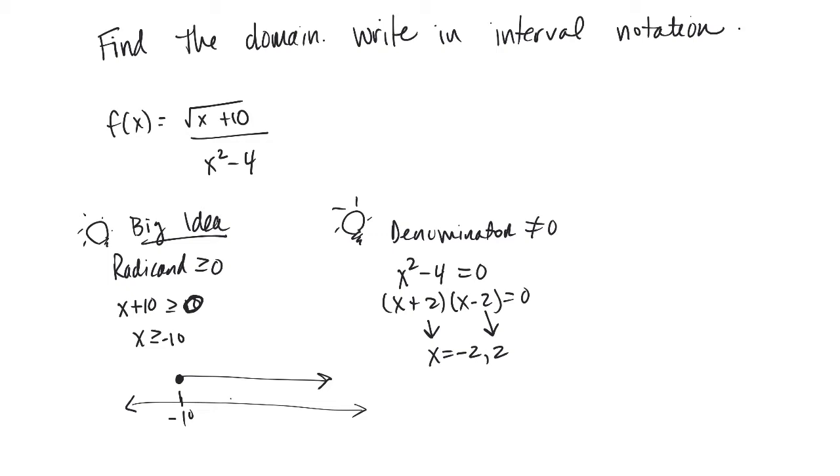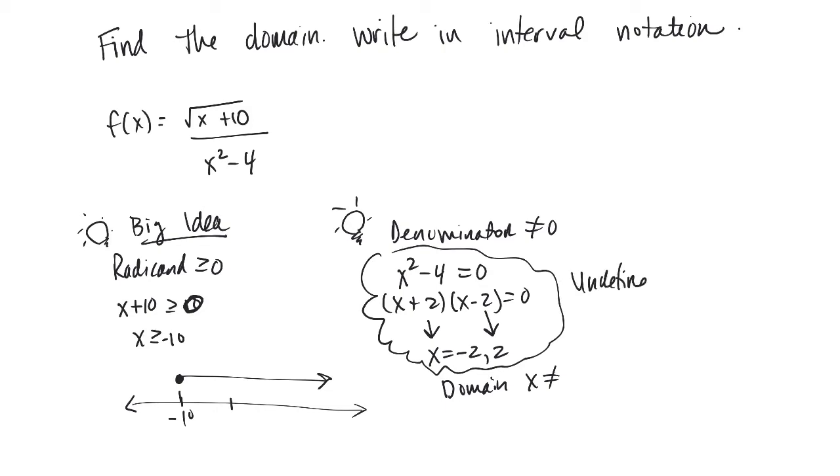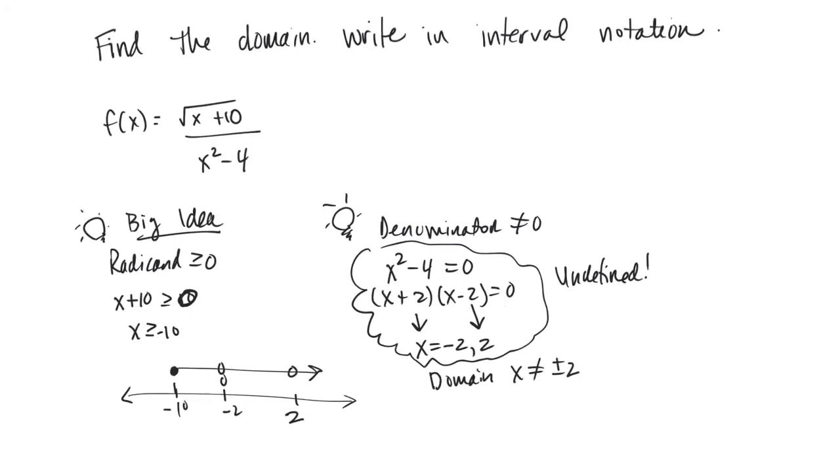So in our domain, we want to make sure that x is not this place where it's undefined. So this is undefined. Okay, so we say x cannot equal 2 or negative 2. So we've got these holes in our domain right there when we have our undefined places.